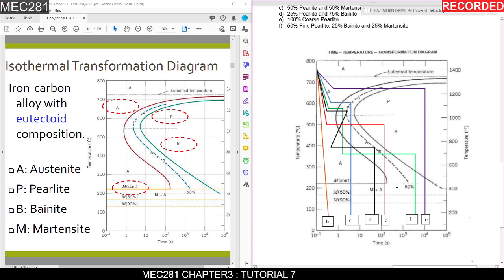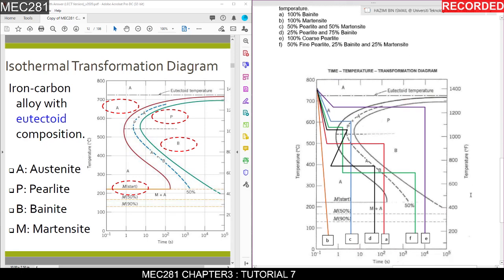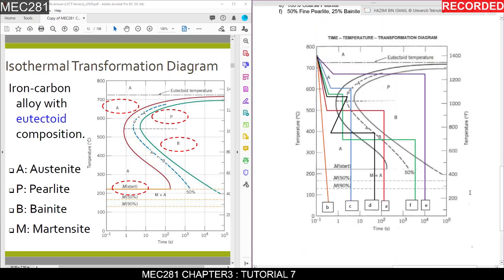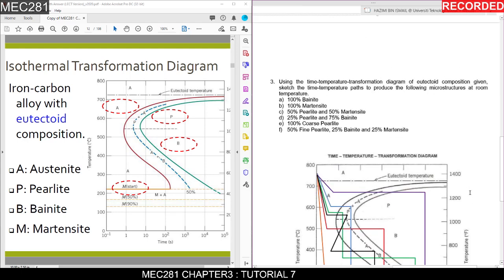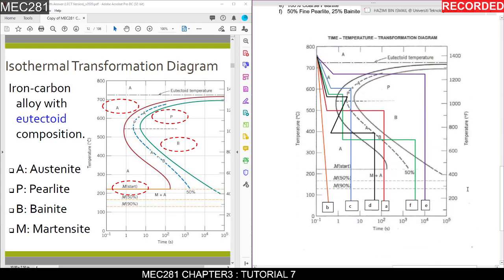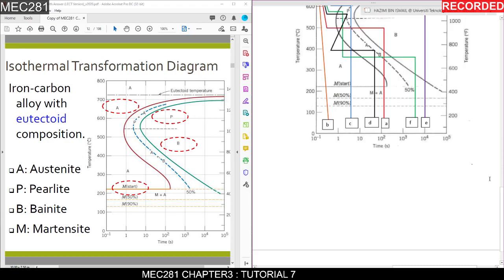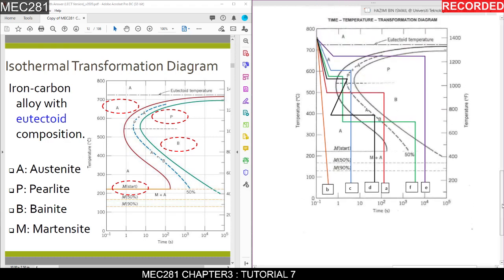Okay, so this is the answer for question 3 in your tutorial 7. Okay, let's check your answers with this answer scheme. And if you have problems, you can also ask or discuss in our WhatsApp group. Okay, so I think that's all for tutorial 7.